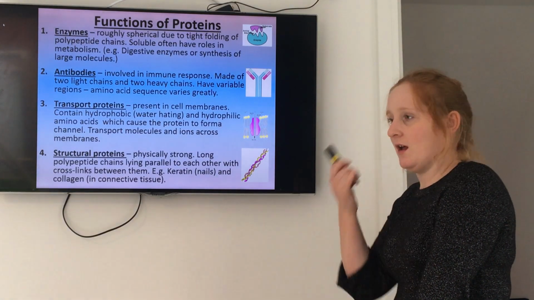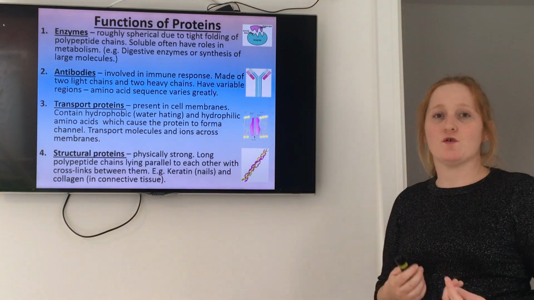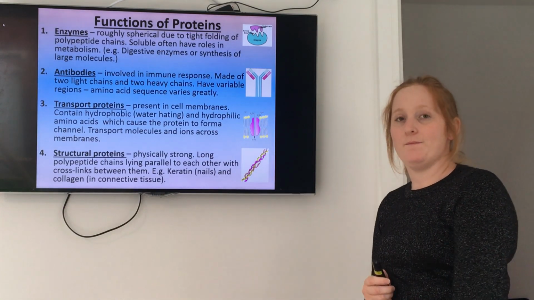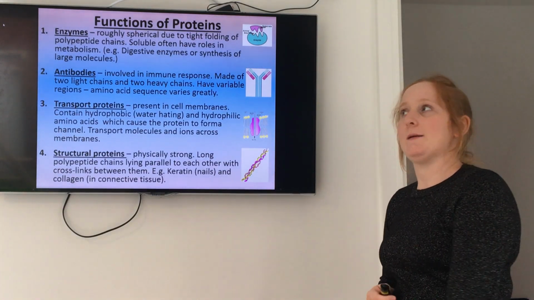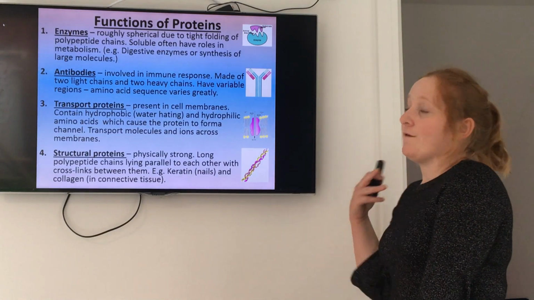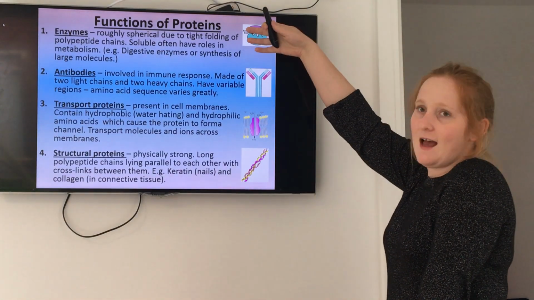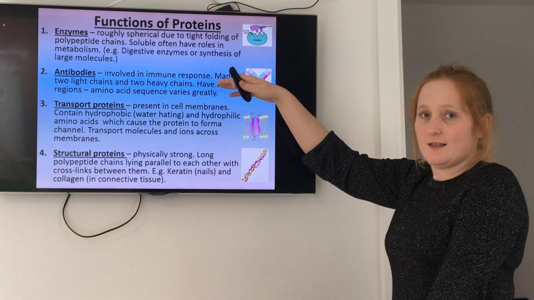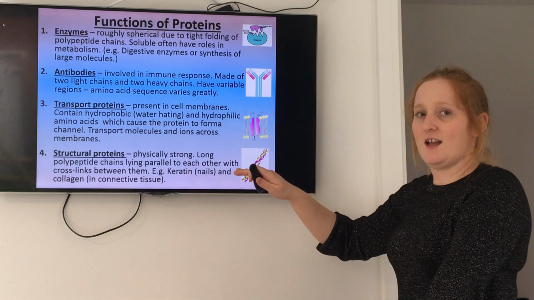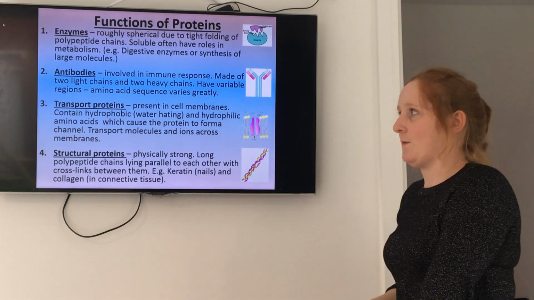And then finally you've got structural proteins such as keratin, found in nails and hair, and also collagen. The reason keratin is so strong is because it has cross-links which stop the fibers from sliding past each other. So they're very strong structural proteins. So the four functions are the enzymes, antibodies, transport proteins such as channel proteins, and your structural proteins as well.